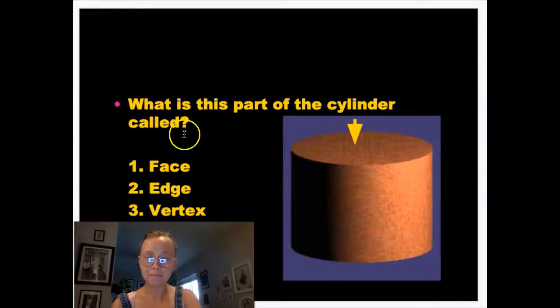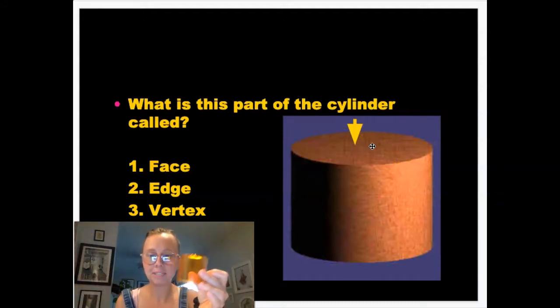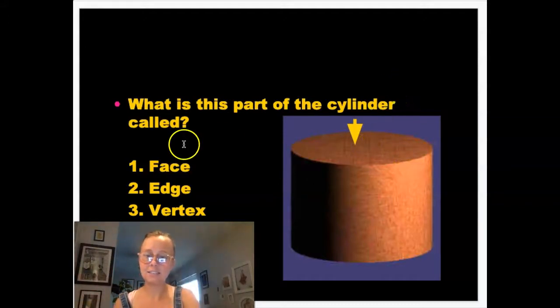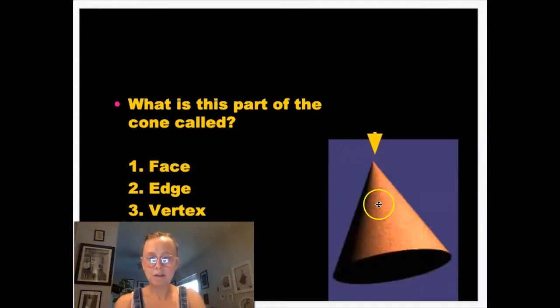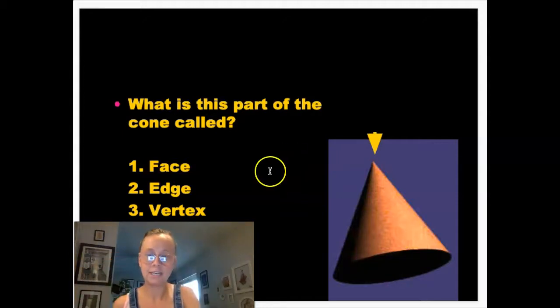Okay. What is this part of the cylinder called? So we're talking about the flat top. Shout it out if you know it. The answer is face. So that flat top is called a face. What is this part of a cone called? That pointy top. What's that called? Shout it out if you know it. It is a vertex. Nice work.